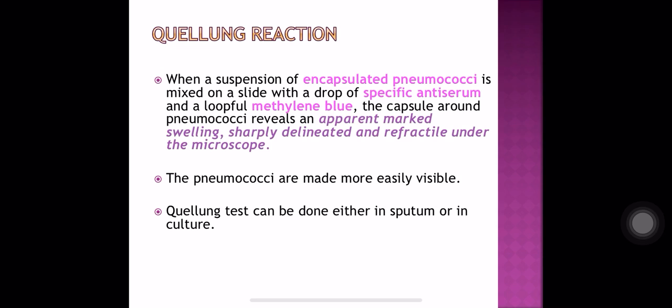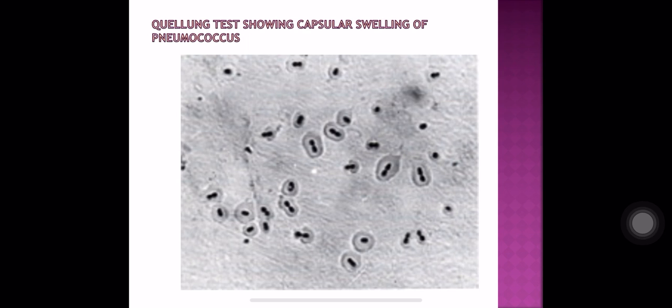In the Quellung reaction, when a suspension of encapsulated pneumococci is mixed on a slide with a drop of specific antiserum and a loopful of methylene blue, the capsule around the pneumococci reacts with its antiserum and, because of that reaction, gets swollen. This swollen capsule can be seen distinctly because of the methylene blue, and this kind of reaction, in which the capsule of pneumococcus is seen as a swollen structure, is known as the Quellung test. Quellung reaction positive.